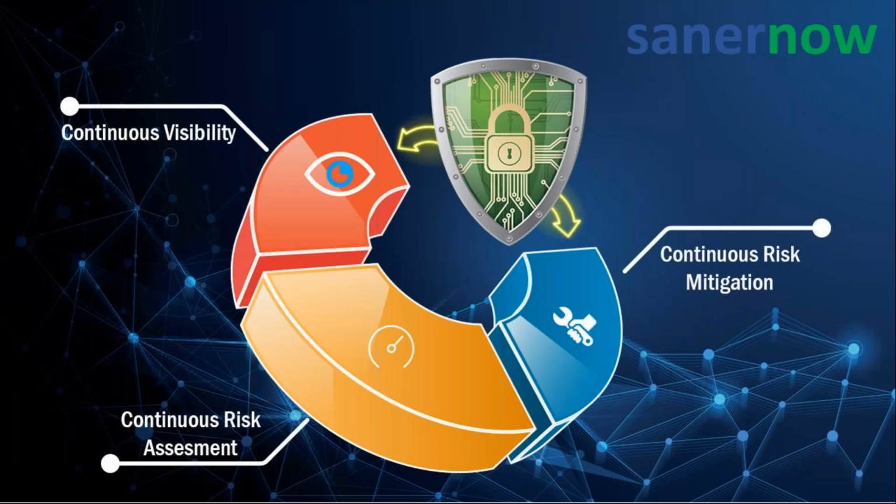So essentially what SanerNow is trying to do is provide continuous and ongoing visibility to all the IT assets, perform a risk assessment, and then mitigate those risks identified, and make this an automated continuous process. The risk visibility, risk assessment, and risk mitigation.